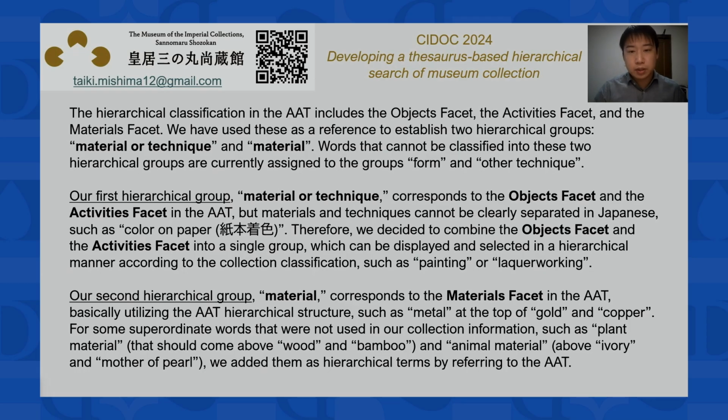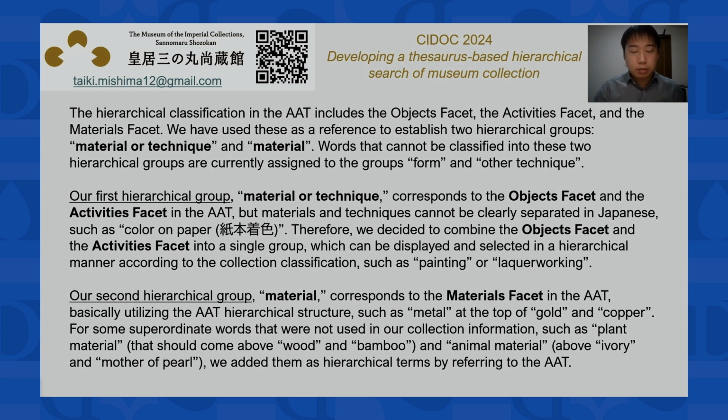Our first hierarchical group, material or technique, corresponds to the object facet and the activity facet in the AAT, but materials and techniques cannot be clearly separated in Japanese, such as color on paper. Therefore, we decided to combine the object facet and the activities facet into a single group, which can be displayed and selected in a hierarchical manner according to the collection classification such as painting or lacquer working.